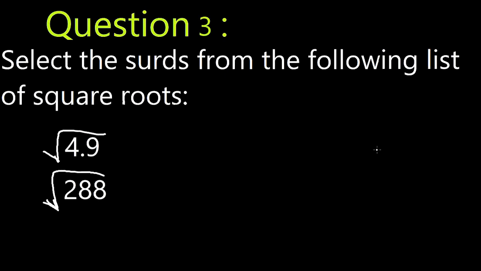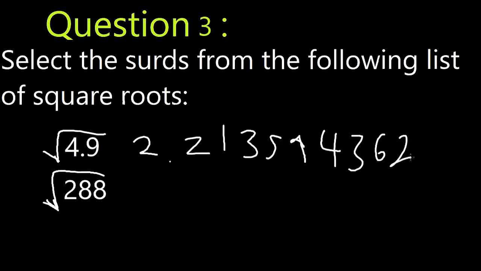So let's put in root 4.9. As we can see, that probably doesn't look like it's going to be able to be represented as a fraction. We'll double check that by pressing our button. Nothing happens, so we can safely say that this is a surd.